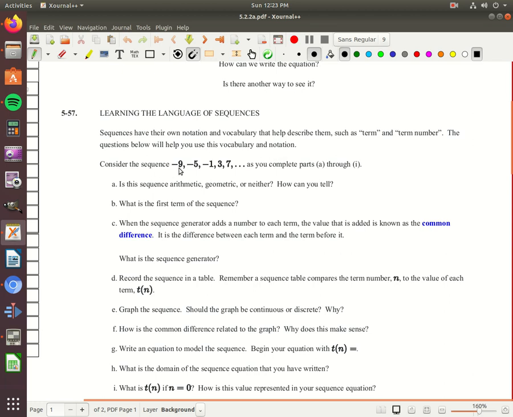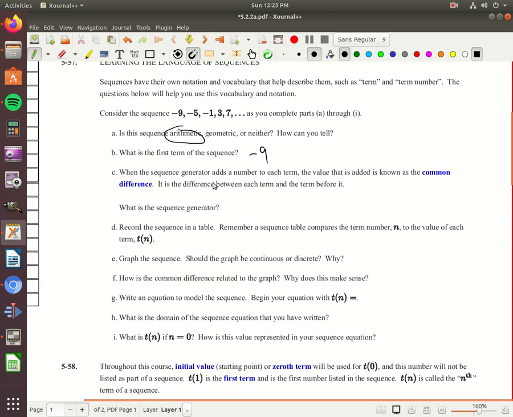Consider the sequence -9, -5, -1, 3, 7, etc. As you complete parts A through I. Is the sequence arithmetic, geometric, or neither? Well, it appears to be arithmetic because I'm adding 4 each time. So what is the first term of the sequence? The first term is -9.